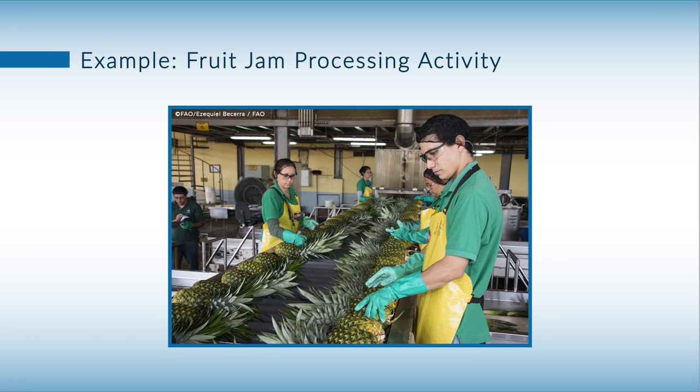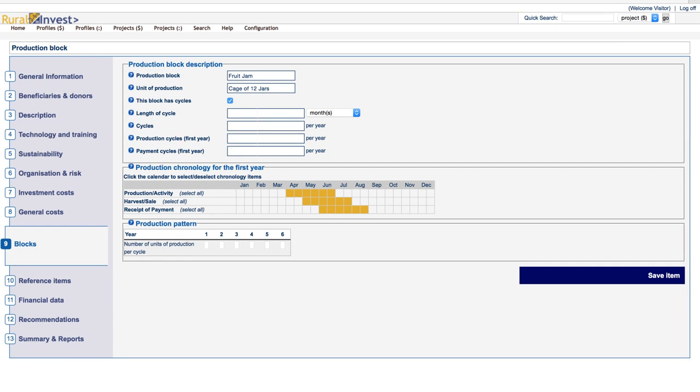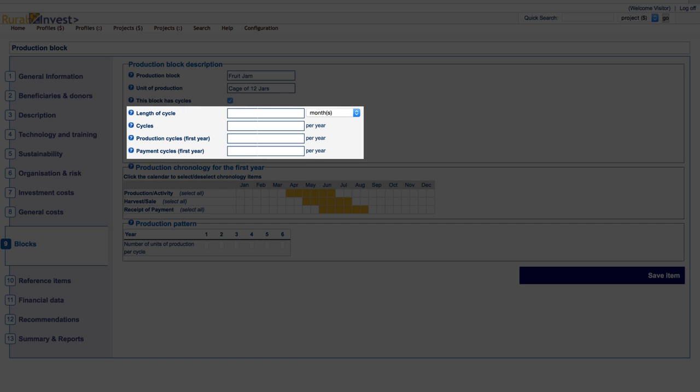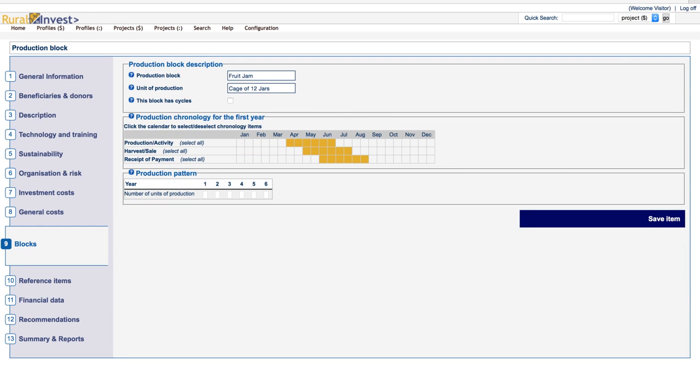Finally, let's picture a fruit jam processing activity. For processing activities, the unit of production is often equal to the unit of sale. In this case, both are a jar of jam. Note that it is not necessary to specify the cycle in this case. This can simply be assumed to be 1 year. For this reason, we can deactivate in the software the use of cycles.